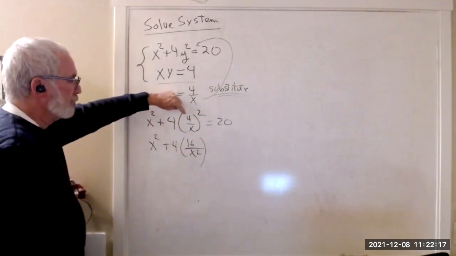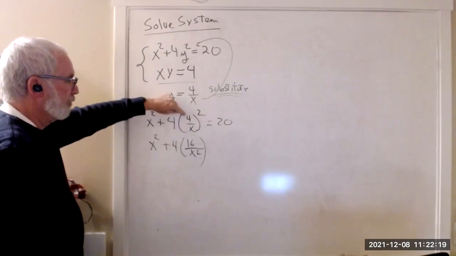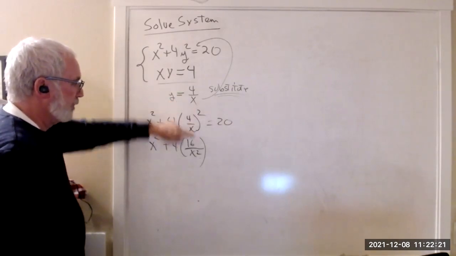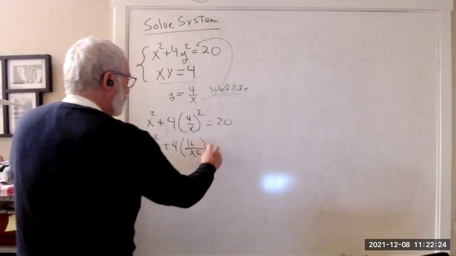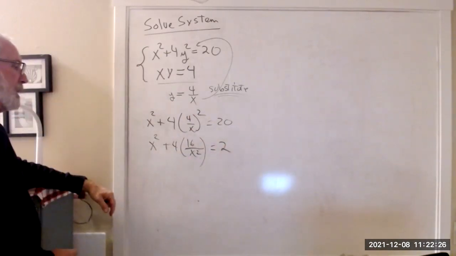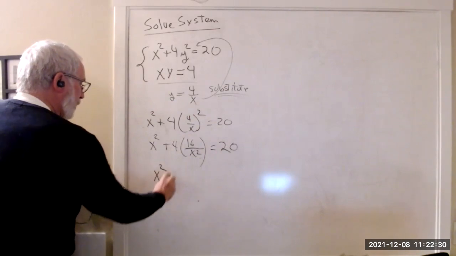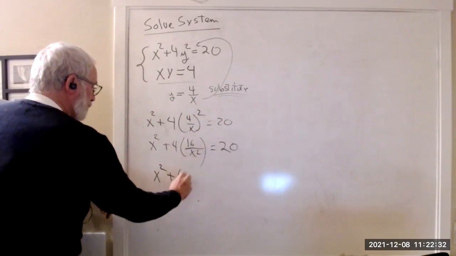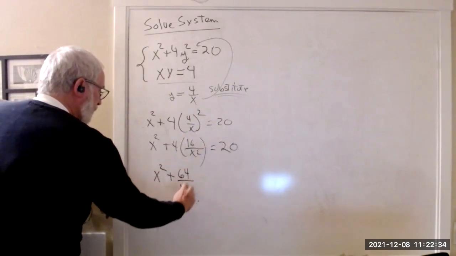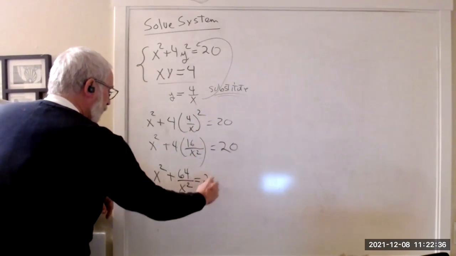square this fraction, you square the top, you square the bottom. 4 squared is 16, x squared is x squared equals 20. Clean it up a little bit. X squared plus, this is 64 over x squared equals 20.